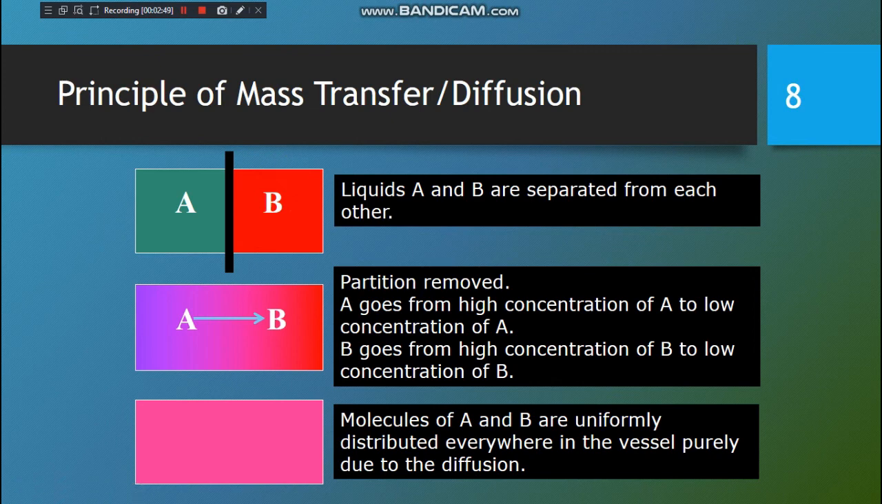What happens if we remove the partition or barrier from this beaker? The higher concentration of component A at point one will move towards the lower concentration of A at point two, and the higher concentration of B at point two will move towards the lower concentration of B at point one. The process continues until the concentration in the medium is uniformly distributed. So this is a basic illustration of the definition of the mass transfer principles.